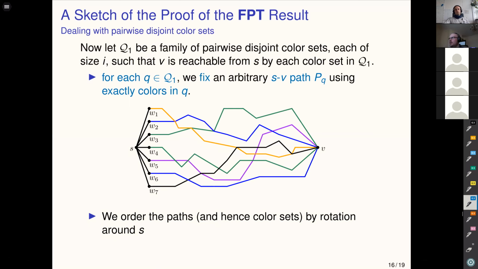Okay. And now this is how it looks like. And now here was the important thing that I was saying. All of these paths are color disjoint because they all contain S. S is an empty vertex, so it doesn't contain any color, which means that the second vertex after S on every path has to contain a color. And because the paths are color disjoint, each path has its own second vertex, and we can order them depending on a rotation around S in this plane graph that we are given.